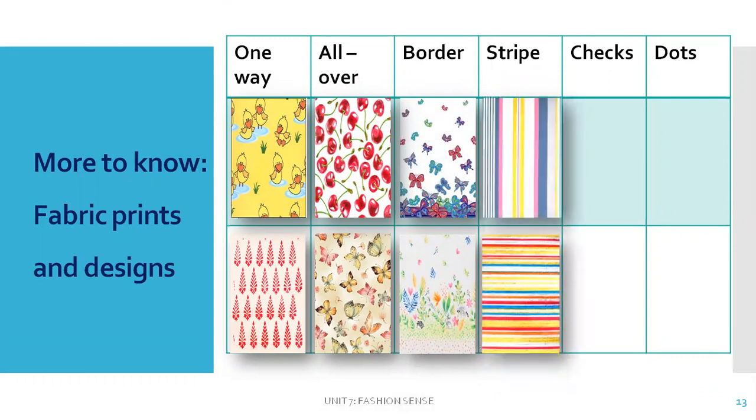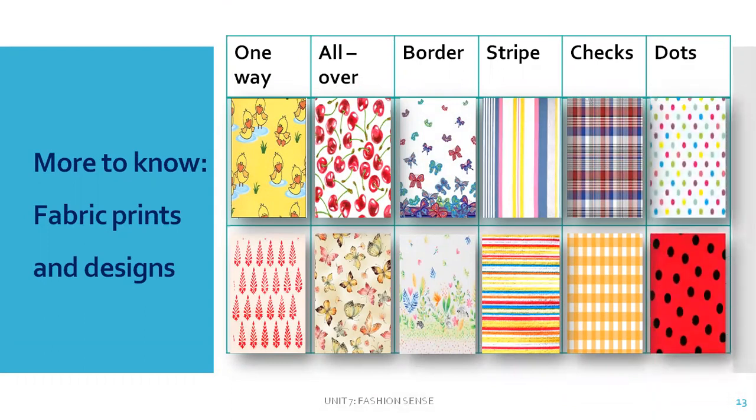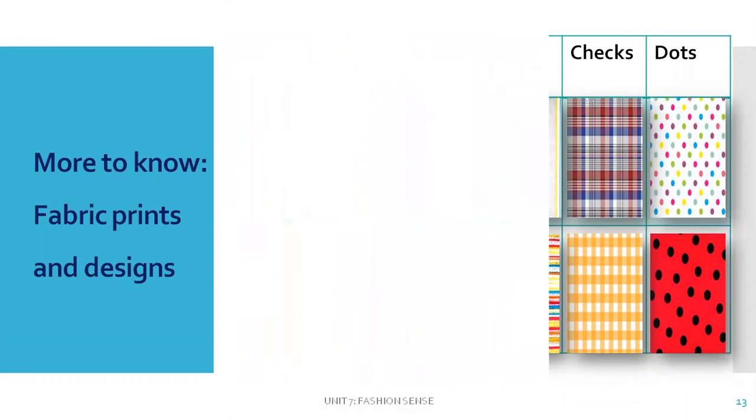Stripe is when there are lines on fabric. Lines can be either vertical or horizontal. Checks are when horizontal and vertical lines meet to make rectangles or squares on the fabric. Dots are when there are dots all over the fabric.